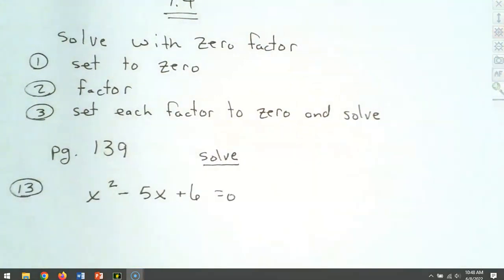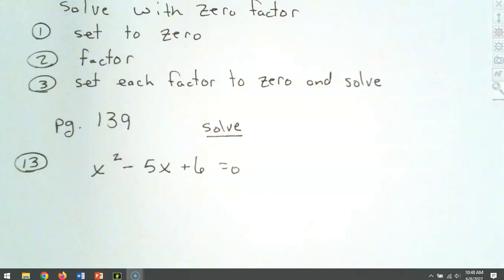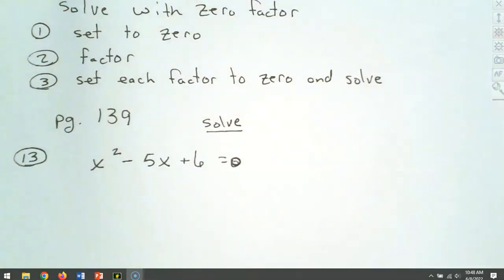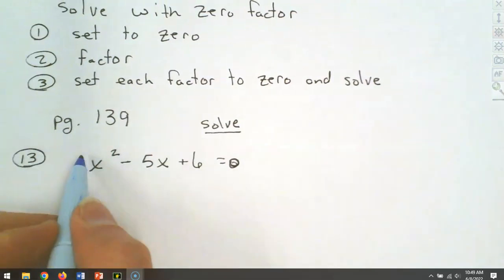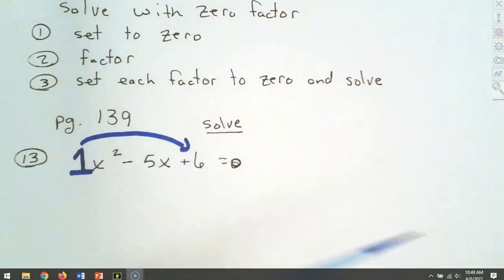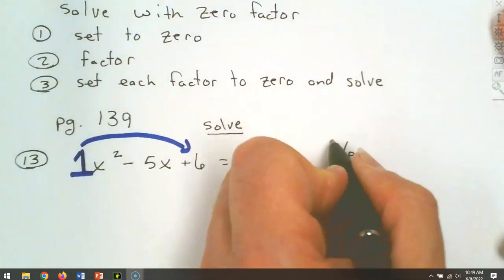Okay, we want to factor this. And we're going to solve it with 0 factors. So first off, has it been set to 0? Yes. Okay, so that makes it easy. Now we need to factor it. Remember, this is a trinomial. If there's no number in front, we put a 1 out here, and then we multiply. 1 times 6. What's 1 times 6? 1 times 6 is a 6. So that goes in the box.